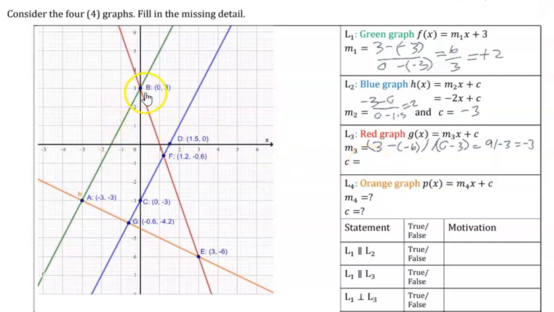That is the slope of the red graph. The C value is just the intercept on the y-axis, so in this case the C is 3.